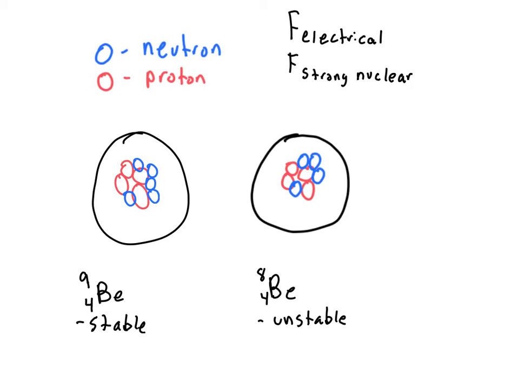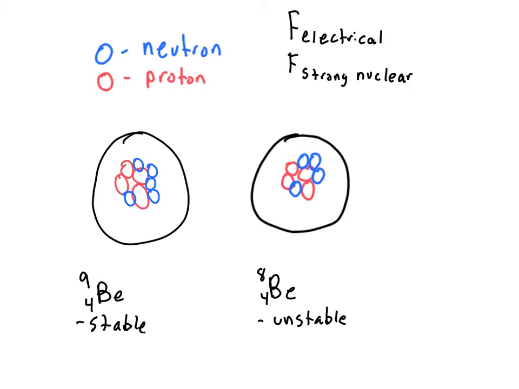Whereas beryllium 8 is unstable, it's called. And what that means is that the number of neutrons has changed, which means the strength of that strong nuclear force has changed. And it's changed so much that the electrical force is overpowering it, and it will eventually break down. It will radioactively break down and actually lead to alpha radiation.